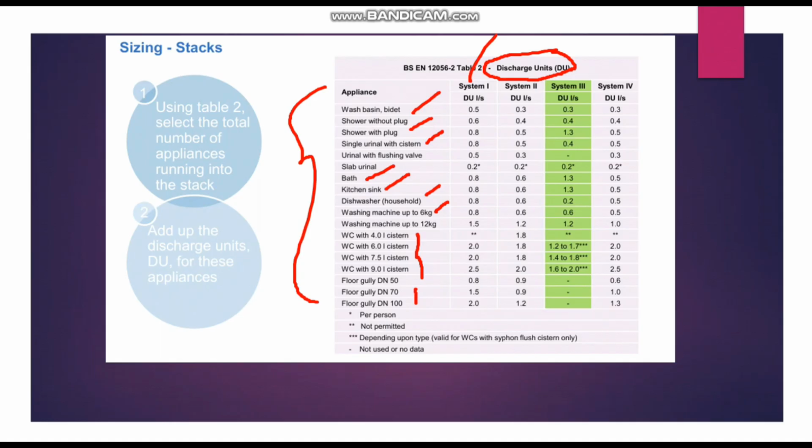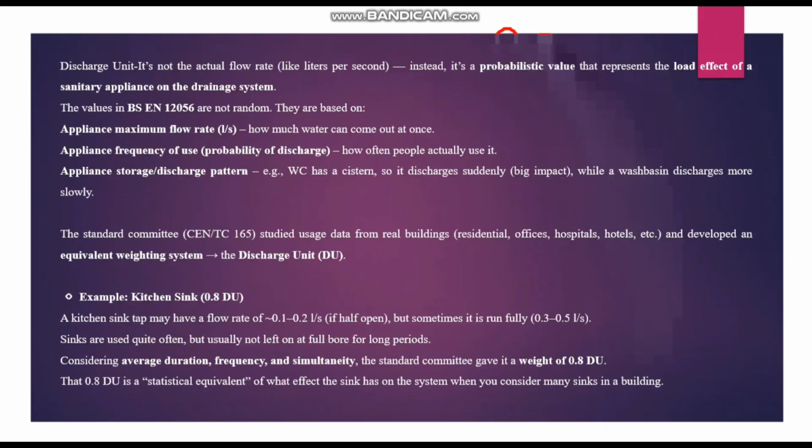Thank you. System 1, 2, 3, 4, four systems are there. There are some numbers they have given. So the confusion will come to you like what is this number and how these numbers are derived. So I have a detailed explanation for you to understand. First, the discharge unit is what? It's not the actual flow rate. So if someone says the wash basin discharge unit is 0.5, that is not equal to 0.5 liter per second.